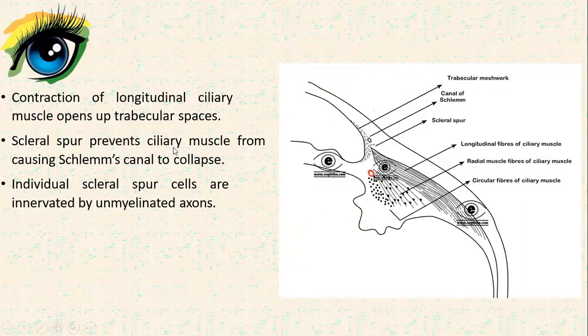The scleral spur prevents the ciliary muscles from causing the canal of Schlemm to collapse. So when you're contracting, the canal of Schlemm should not collapse, so they hold that open. The main function is to hold the canal of Schlemm so it does not collapse. Individual scleral spur cells are innervated by unmyelinated axons, and they have some innervation because any action takes place through the muscle cells. All the nerve supply is unmyelinated axons.